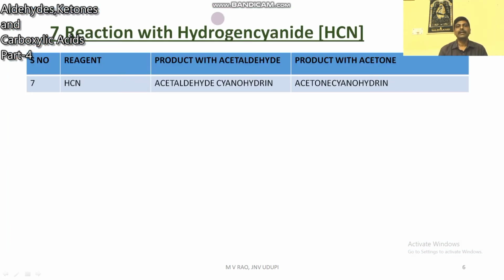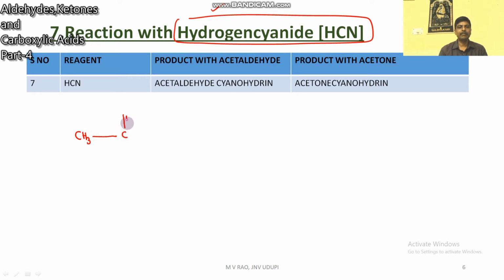First one, the reaction with hydrogen cyanide, HCN. This is CH3 C double bond O H. This is acetaldehyde.